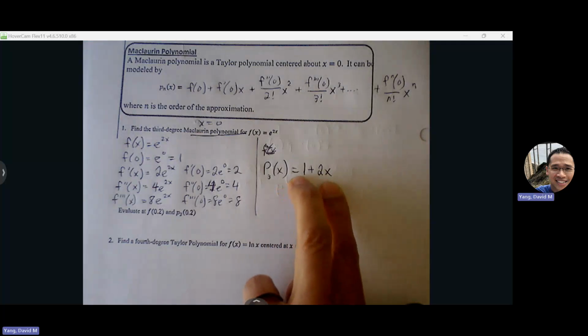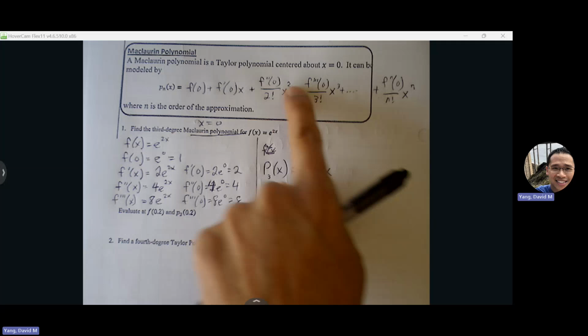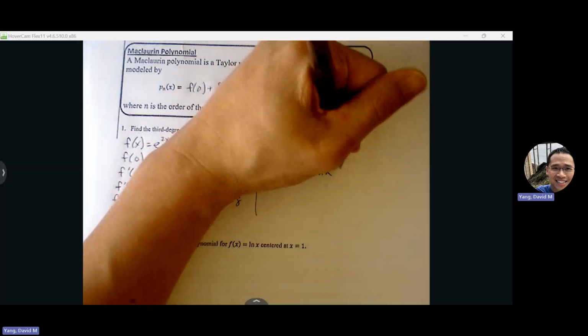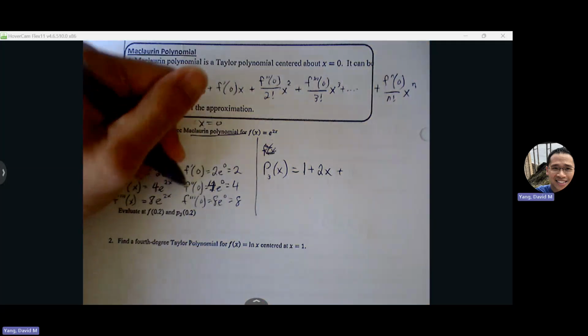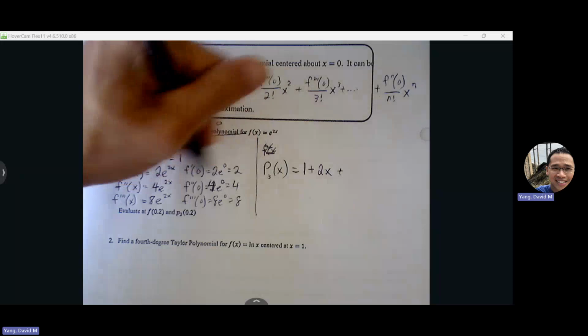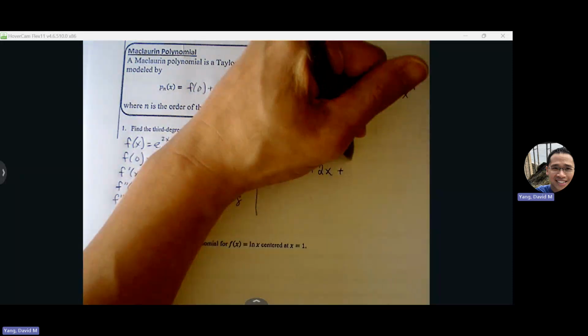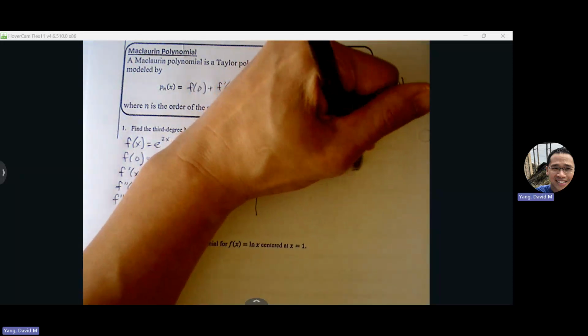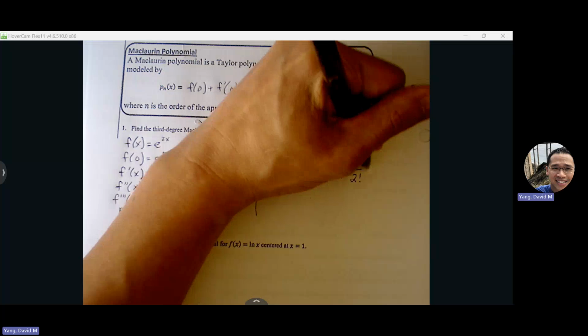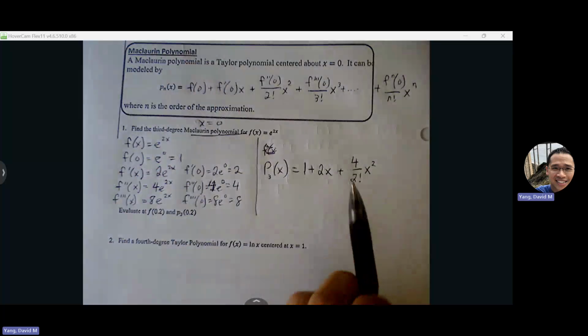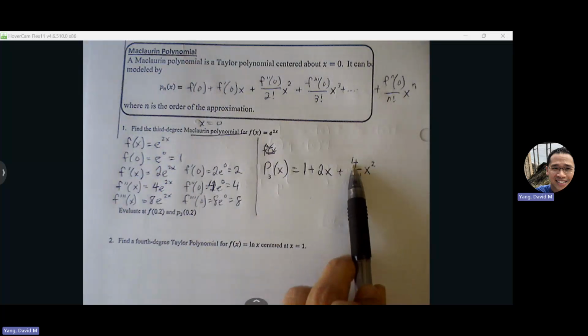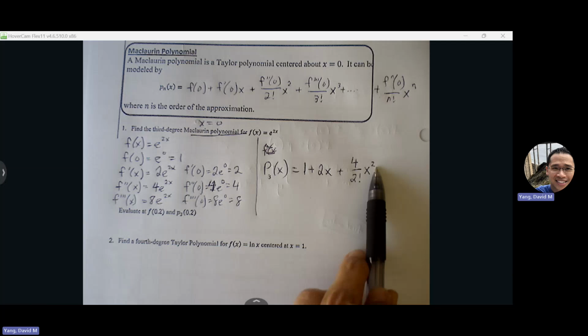So you're initially just always going to build your tangent line equation. And then after that, you're going to start following this formula. Plus f double prime of 0. The f double prime of 0 is 4, so it's 4 over 2 factorial x squared. It's the second derivative evaluated at 0 over 2 factorial x squared.